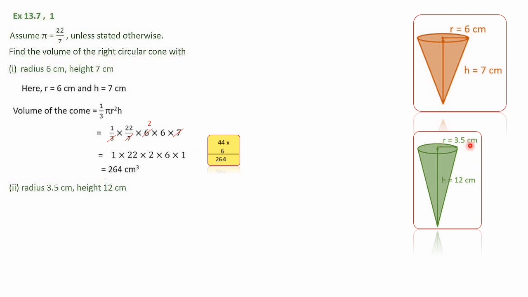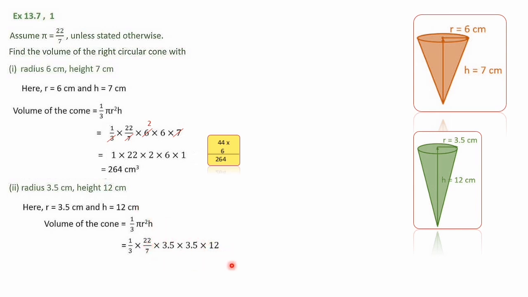There is a cone, radius is 3.5 centimeter and height is 12 centimeter. R is equal to 3.5, h is 12 centimeter, we have written. Volume of the cone is 1/3 pi r square h. Then 1/3 into pi. Pi value is 22/7, it is given to us, into r square. R is 3.5. R square means you have to multiply 3.5 two times, into h. H is equal to 12.